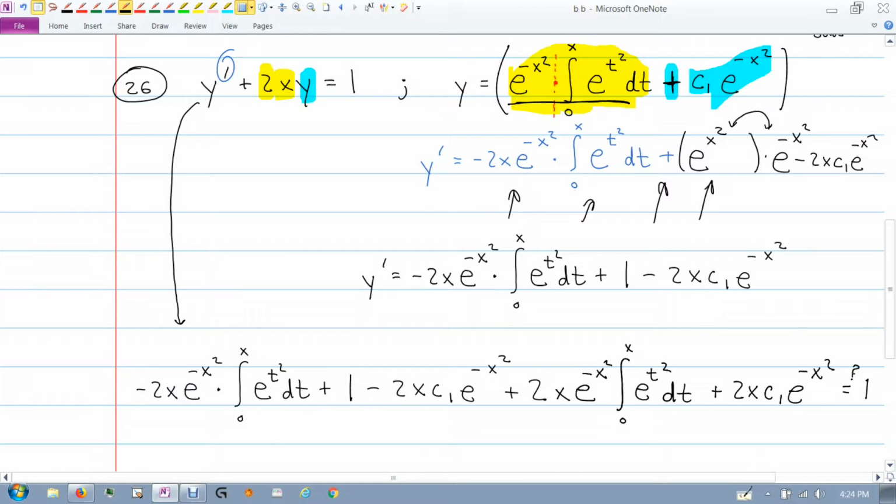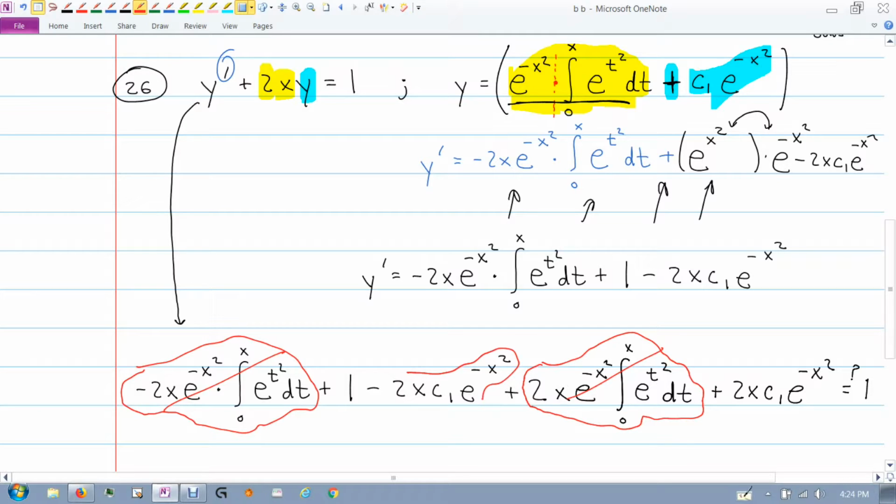And look at things here. Negative 2x e to the negative x squared integrals, and then isn't this positive 2x e to the negative x squared integrals? These kill each other off. They're gone. And this right here and this right here are going to kill each other off also. And all I'm left with is 1, and it works.